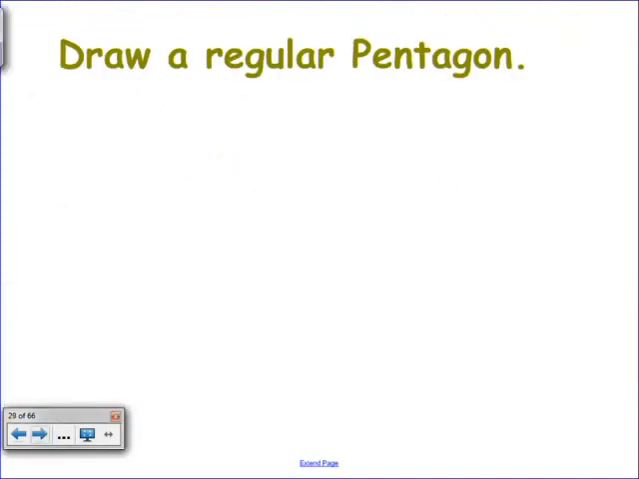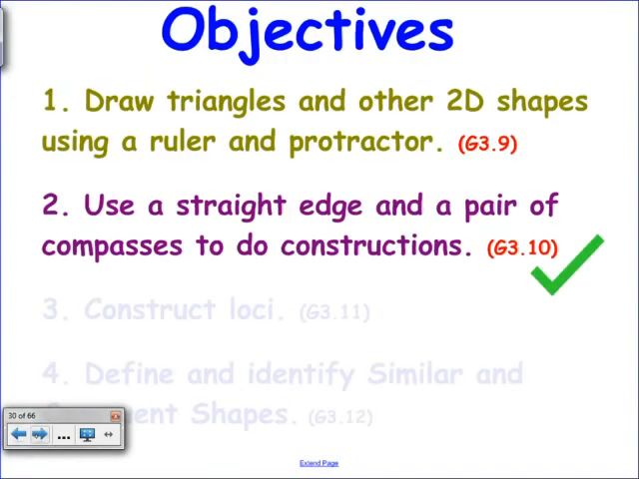Let's see. Draw a regular pentagon for me. Good. First 2 objectives complete.